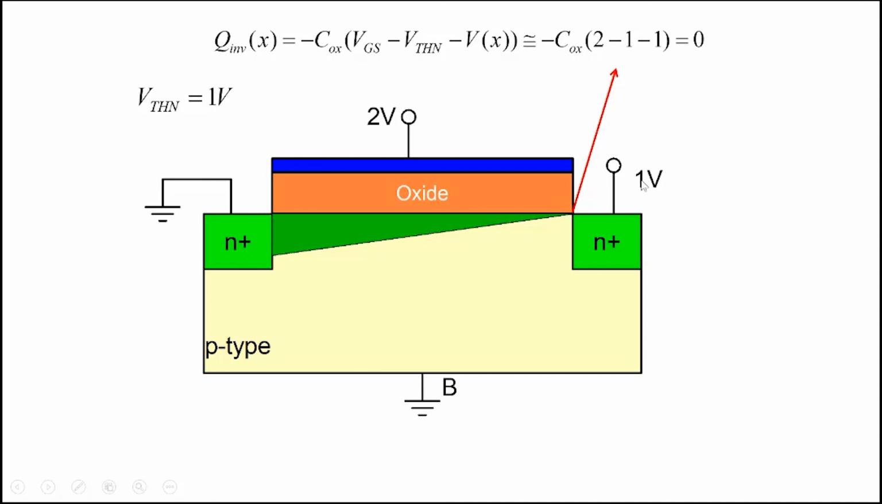So when you apply 1 volt here, the channel voltage is 1 volt. So you have 1 here, and VGS is 2. So this becomes practically equal to 0. So we say we have created a pinch-off region here. We have pinched off the channel here. Okay.